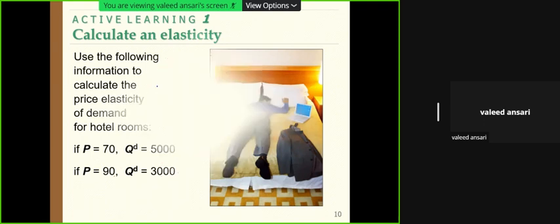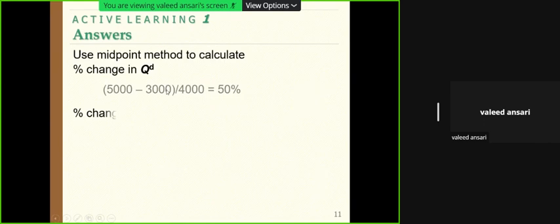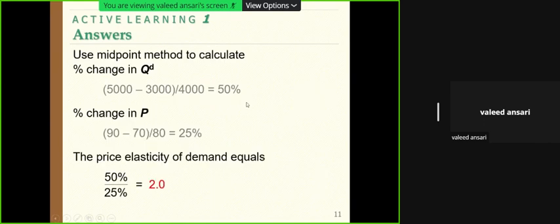You will get a number. So the answer is also given here. So the elasticity is 2. It means that it is greater than 1. And greater than 1, when it is 2, simply means that if you increase price by 10%, quantity demanded will fall by twice of this, that is 20%.